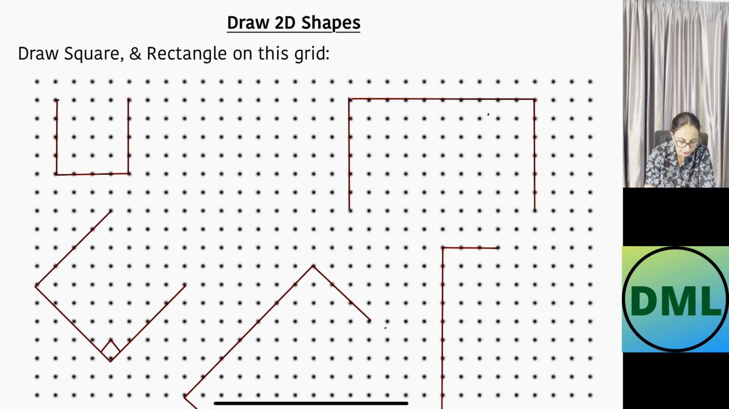I have to take 4 units down. I have to take 1, 2, 3, 4 units right. I have to go 1, 2, 3, 4 units up. I have to join this with this one. Let's join that, and that will be a square of 4 units each.